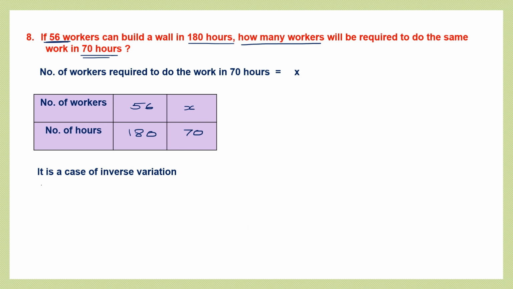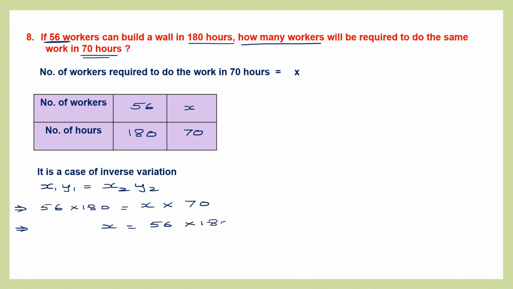That means x1 y1 is equal to x2 y2. Let's substitute. x1 is 56. 56 into 180 is equal to x2, which is x, into y2, which is 70. Now let's find the value of x. x is equal to 56 into 180 divided by 70.